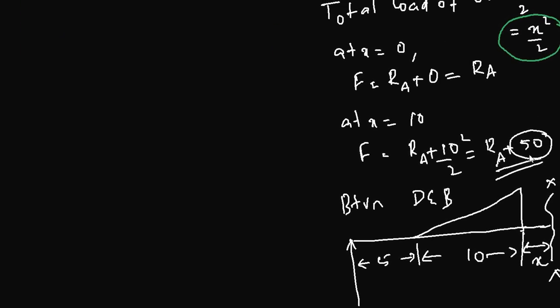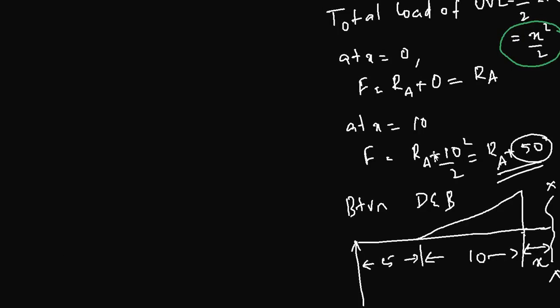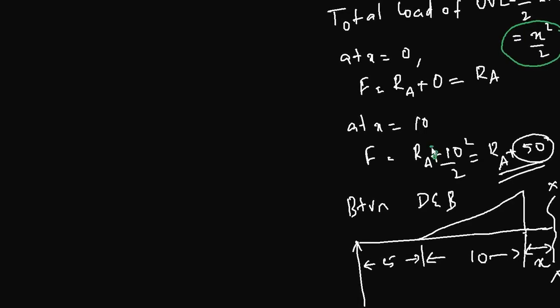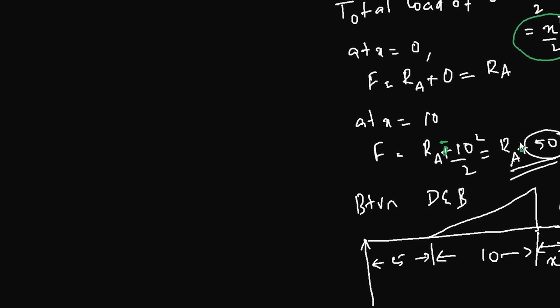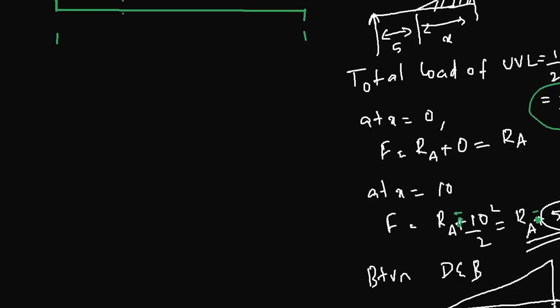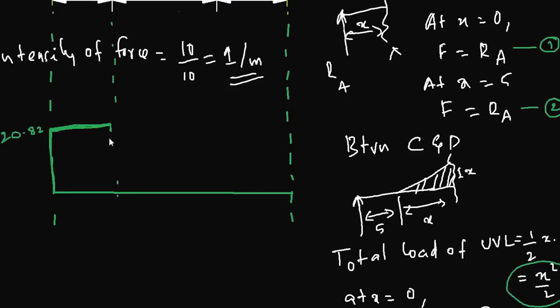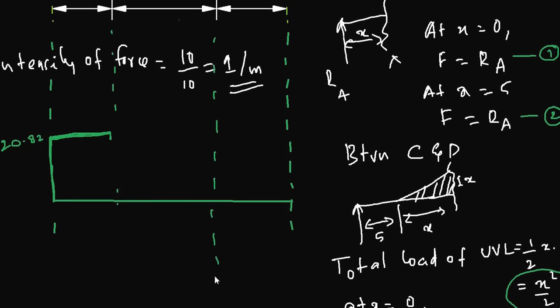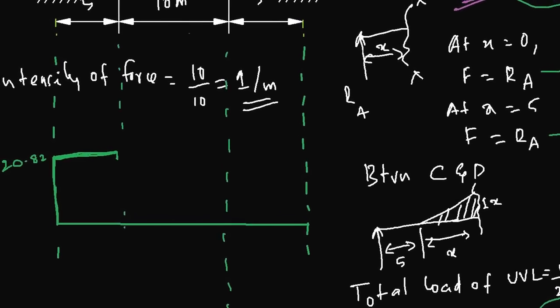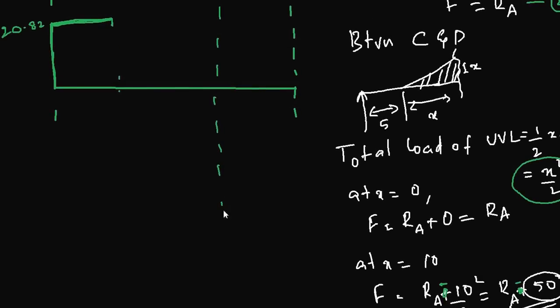Now you got to see that here I have added a plus sign, which is not correct because the force is acting opposite to RA, so that will be minus. So the force is varying from RA to RA minus 50. So 20.82 to a point where the net force is 50 minus 20.82, which is minus 29.18. So you have a point somewhere here, just below this point, where the magnitude is 29.18 below the datum.